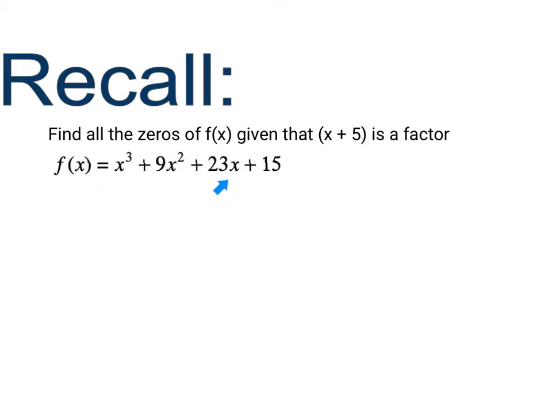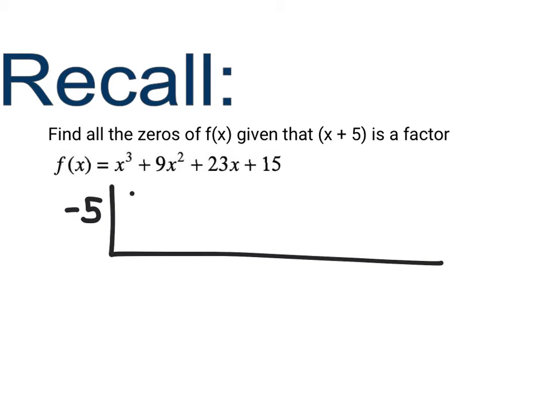Okay, so this is cubic and it has 4 terms. So potentially, maybe it factors, and we do know some factoring methods, but one of the things we learned to do was, if we know that x plus 5 is a factor, the corresponding zero would be -5, and we learned to set up synthetic division and figure out the depressed polynomial.